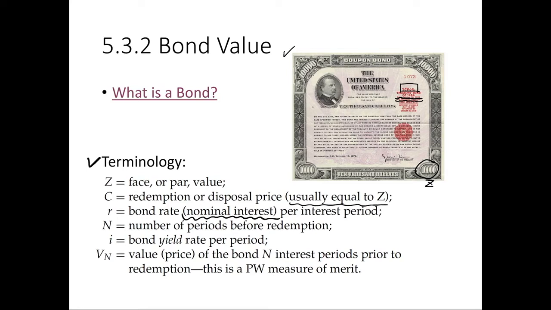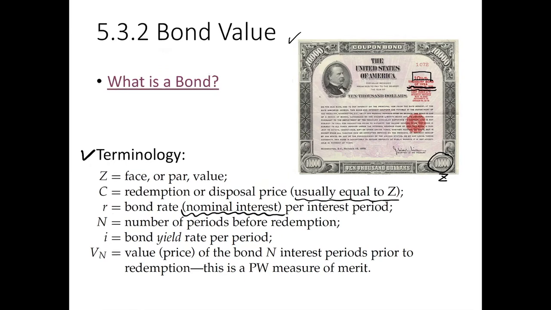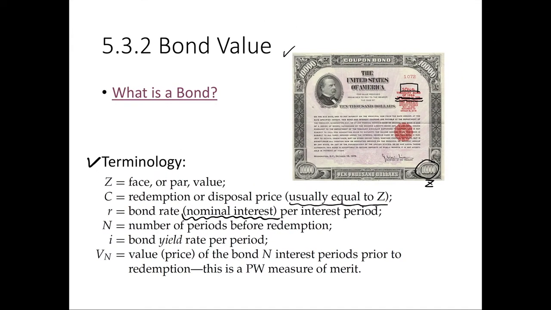Okay, and another term is N. N is number of periods before redemption. Okay, it's called number of periods, which means it's not necessarily to be a year. It could be a quarter. It could be a month. It could be a day. It depends on how long the company or the issuer calculates their interest to you. Okay, so it's number of interest periods.